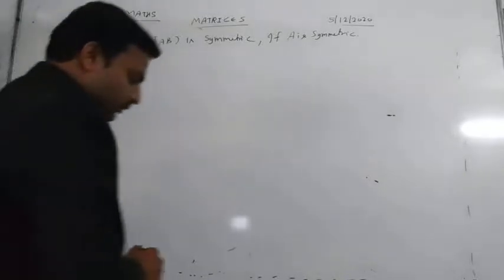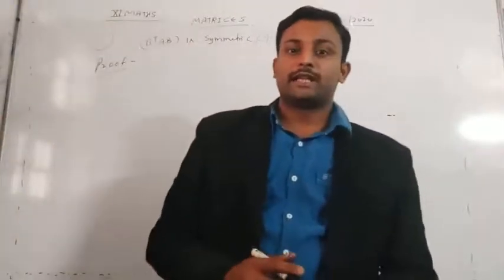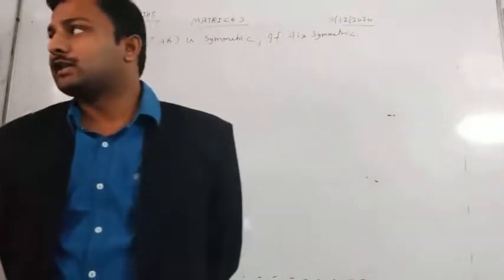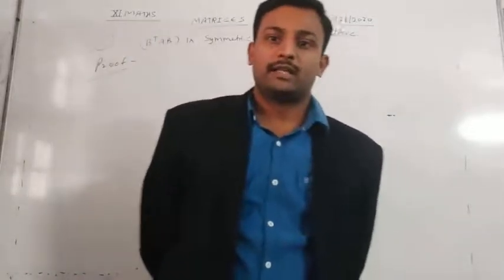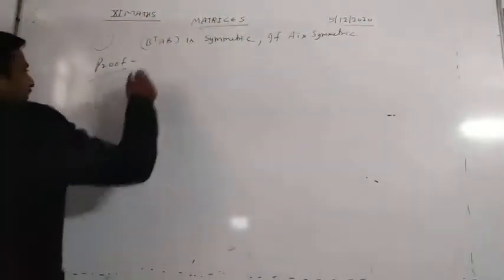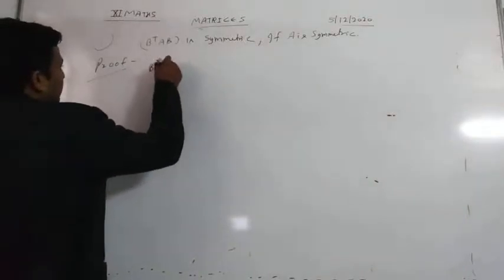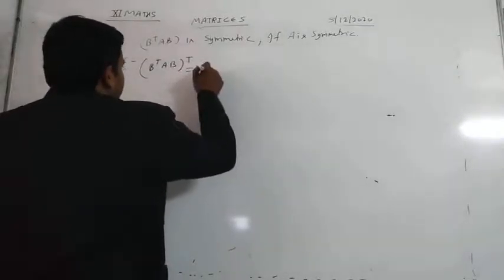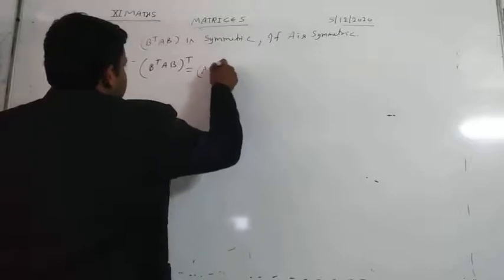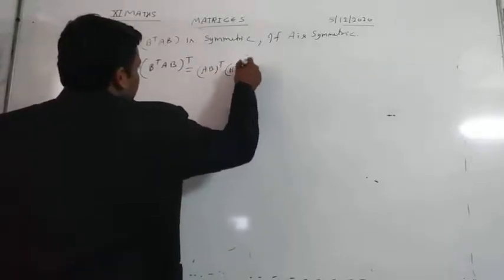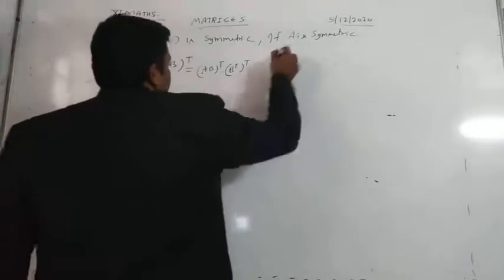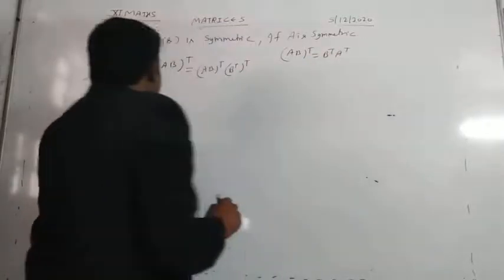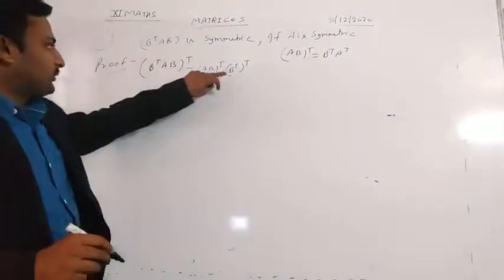So students, you know, for proving symmetric and skew symmetric, we take that matrix and find its transpose. If it is equal to the same matrix again, then we can say that the matrix is symmetric. So here we take the transpose of the matrix B transpose AB. For the transpose of a product, AB transpose is B transpose A transpose. So this will be B transpose A transpose.